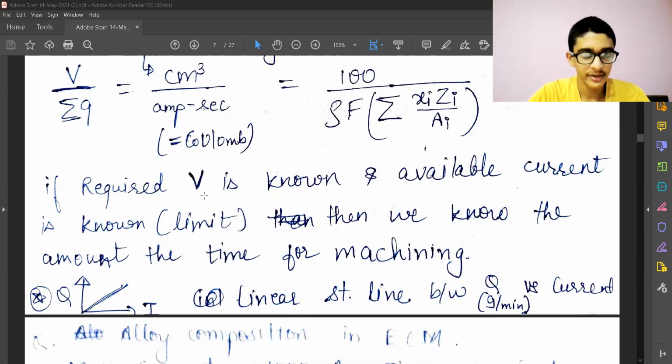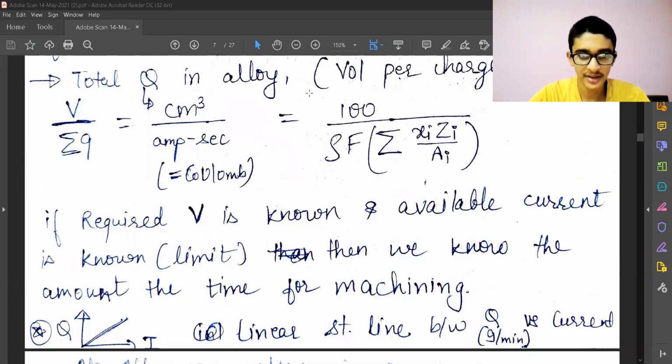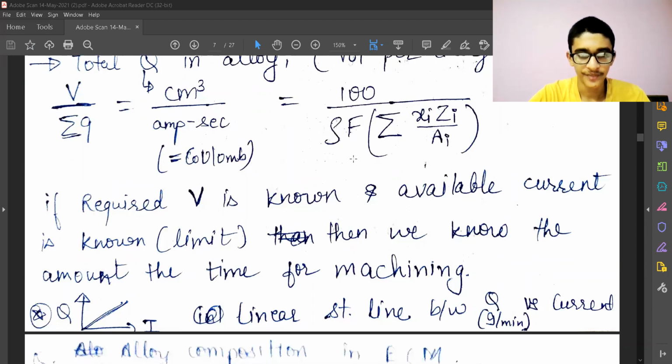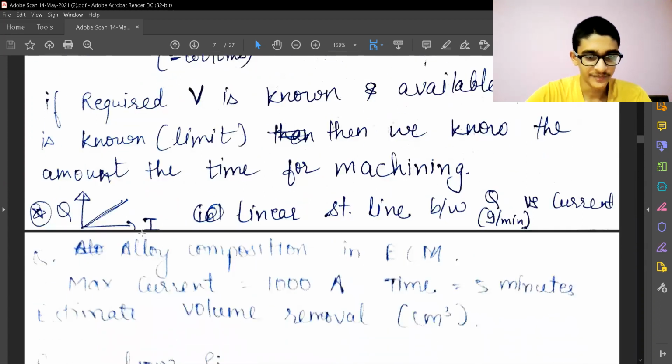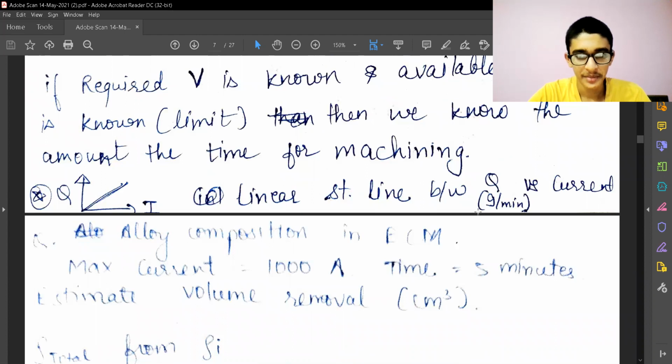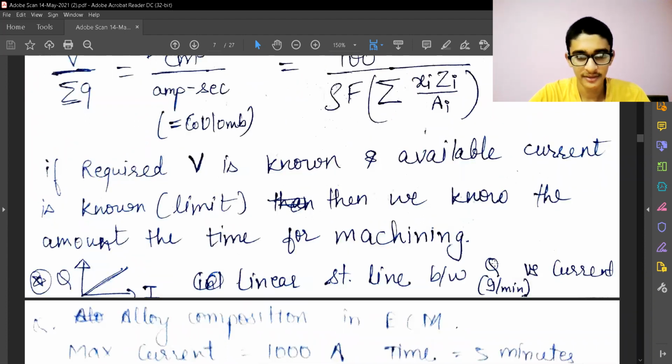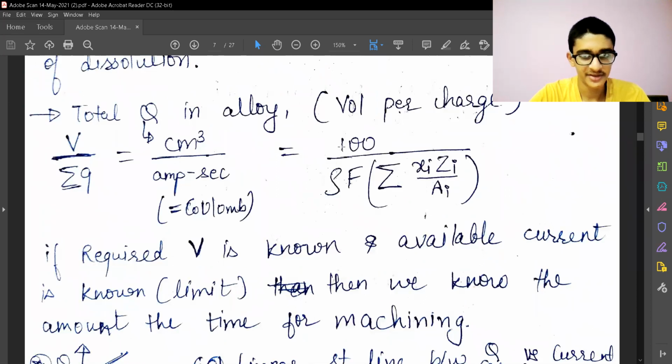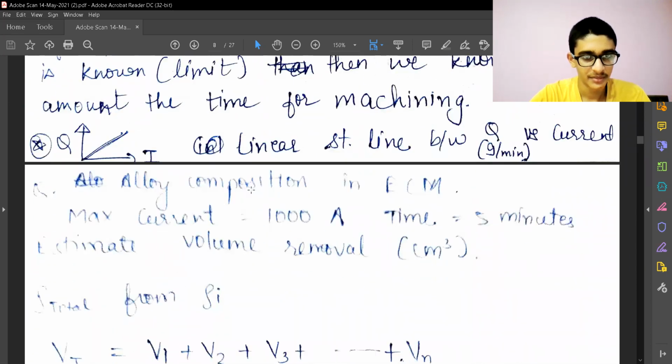If required, the volume removed is known and the available current is known, as there is some limit, then we know the amount of time for machining, because these factors are coming from the alloy itself. The volume removed is also known, because that's the geometric factor. The amount of current we have is known, so we will find the time. So we know the machining time, and it's a linear straight line between Q, the volume removed, versus current, because this is a constant multiplied by the time.